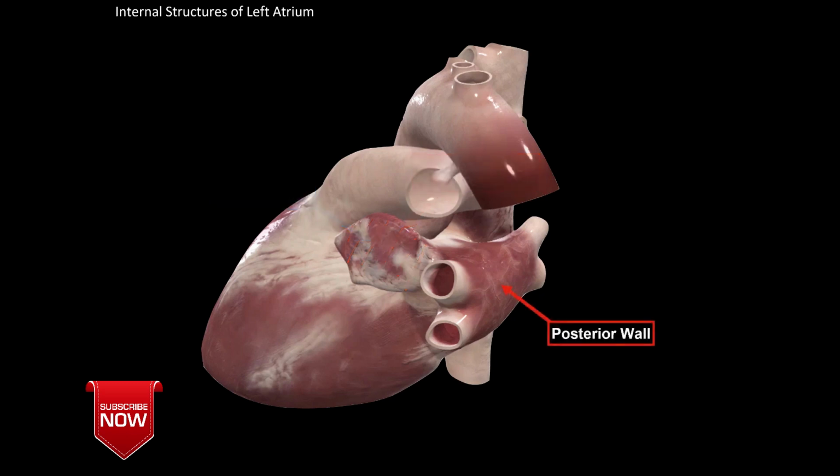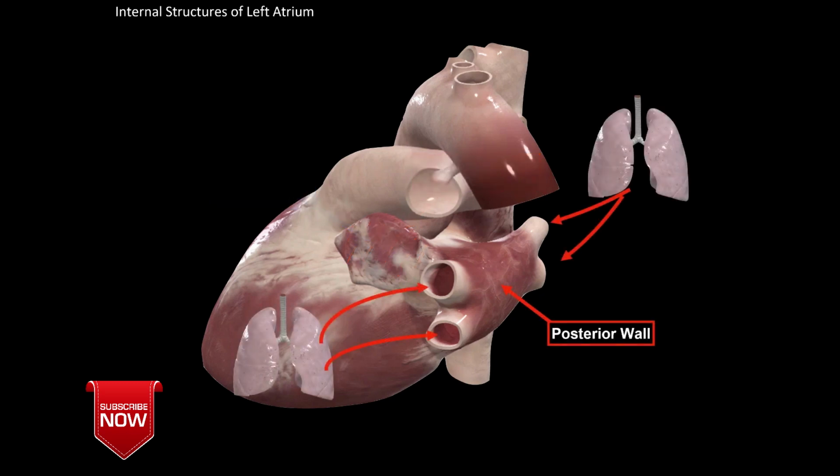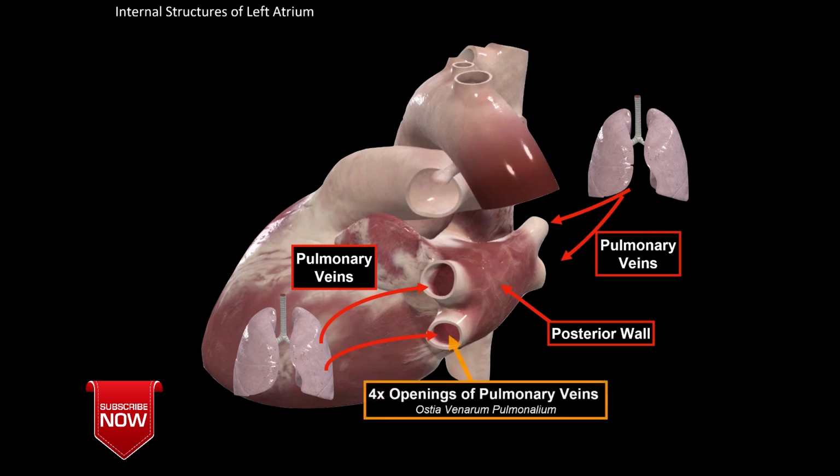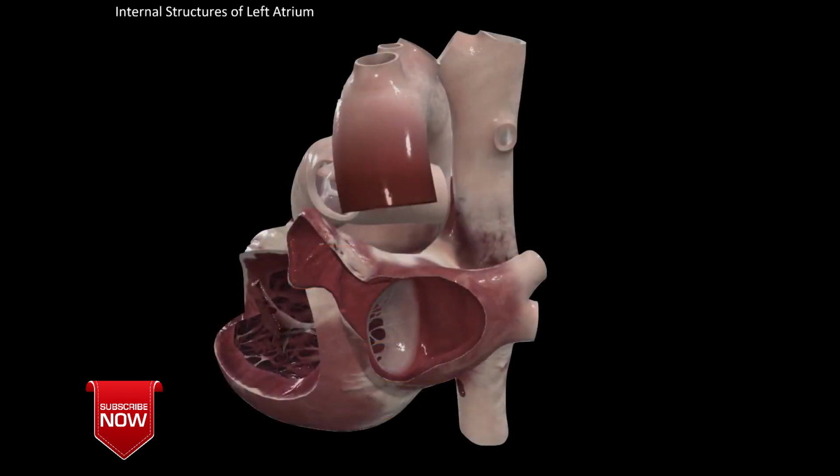And back here, we can find 4 blood vessels on the posterior wall, where oxygenated blood from the lungs comes in. And these blood vessels are called pulmonary veins. So the posterior wall of the left atrium has 4 openings, and these openings are called the openings of the pulmonary veins. Alright, so now let's open up the walls to look at the inside.